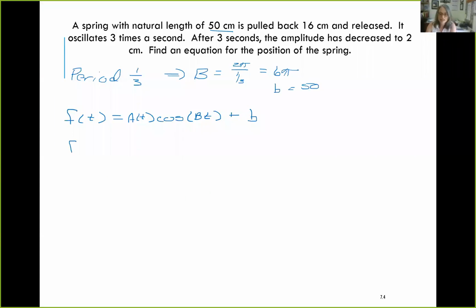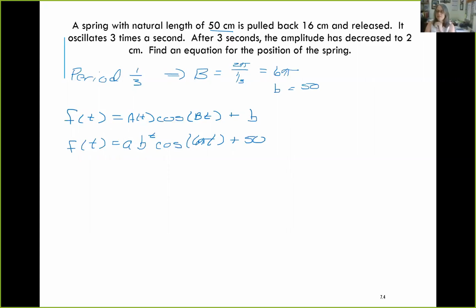Right now what we have is f of t equals... we know this is damped harmonic motion, so we know it's going to follow an exponential model. So we're just going to go ahead and put in an exponential model here for my a of t. So it's going to be cosine of 6 pi t plus 50.